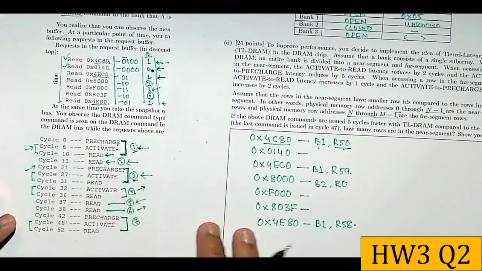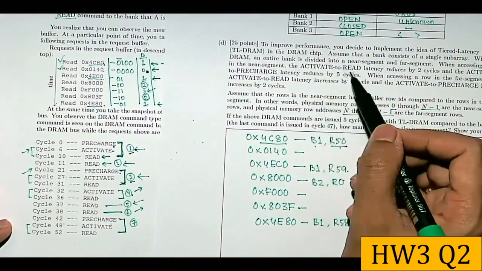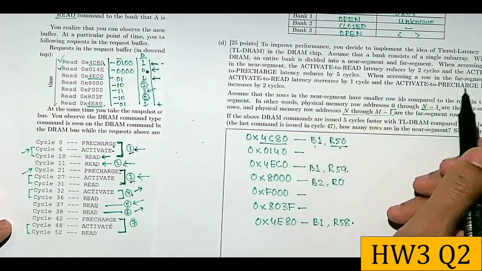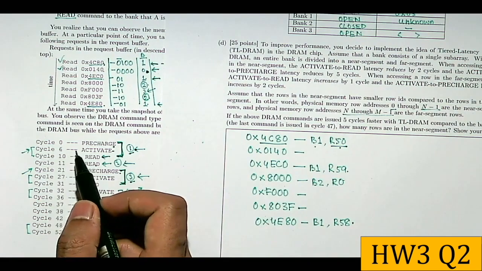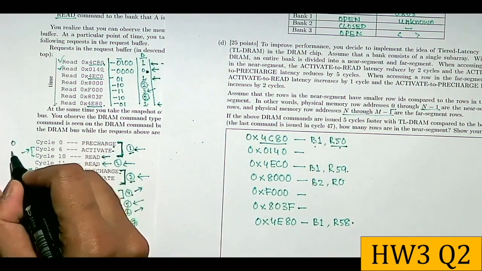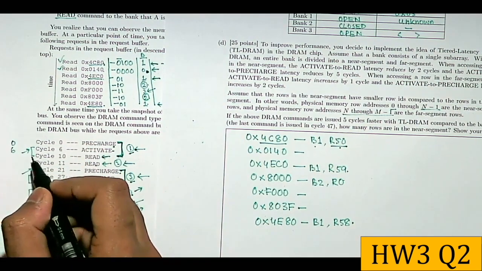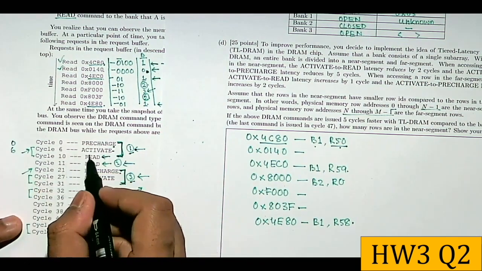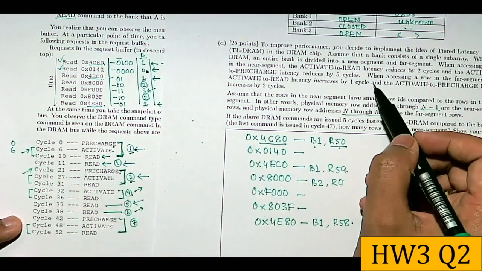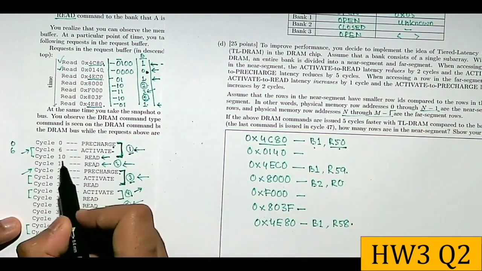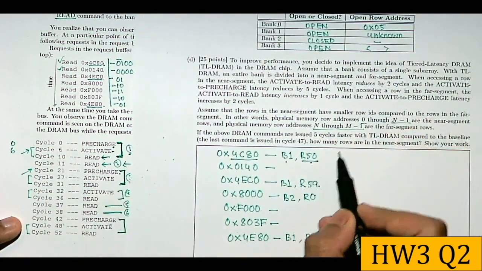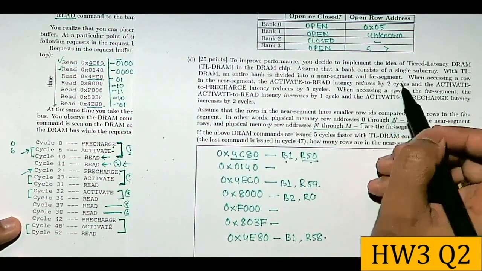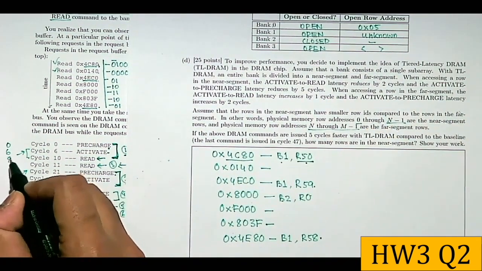So what we have are changes in the activate to read and the activate to precharge. There is nothing for precharge to activate, right? Precharge to activate is the same for everyone, right? So let's see. 0, 6. That's like the normal sequence. Okay? Now activate to read. Activate to read was 4 cycles before. Now you know that if it is near segment, then it will reduce by 2 cycles. So that means later on it will come as 8.